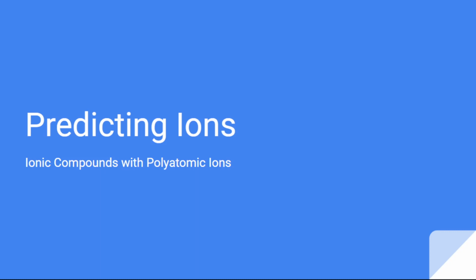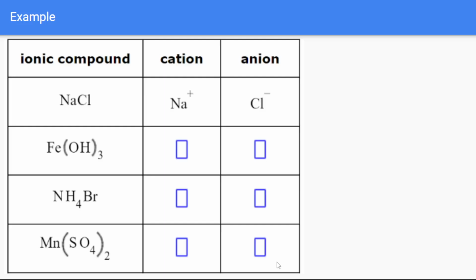In this video, we'll discuss how to predict the ions of ionic compounds that have polyatomic ions. In this example, we have ionic compounds and we need to predict the ions. Sodium chloride, well, that one's really simple, right? A positive for sodium, a negative for chlorine. But it's not always that easy.